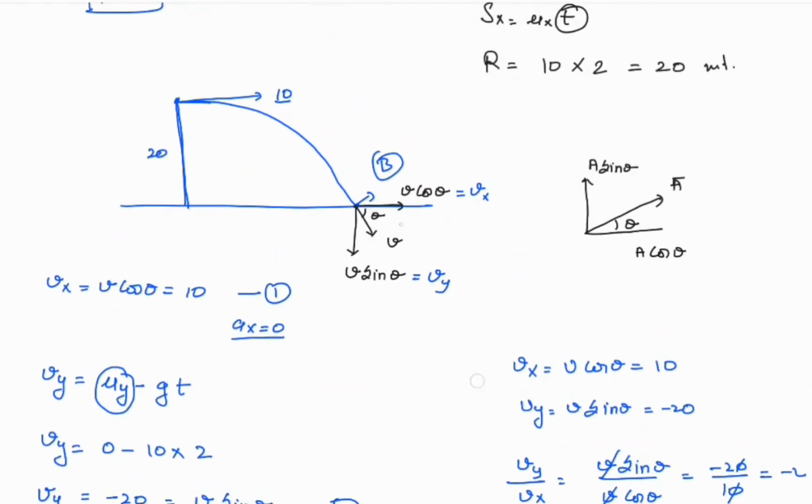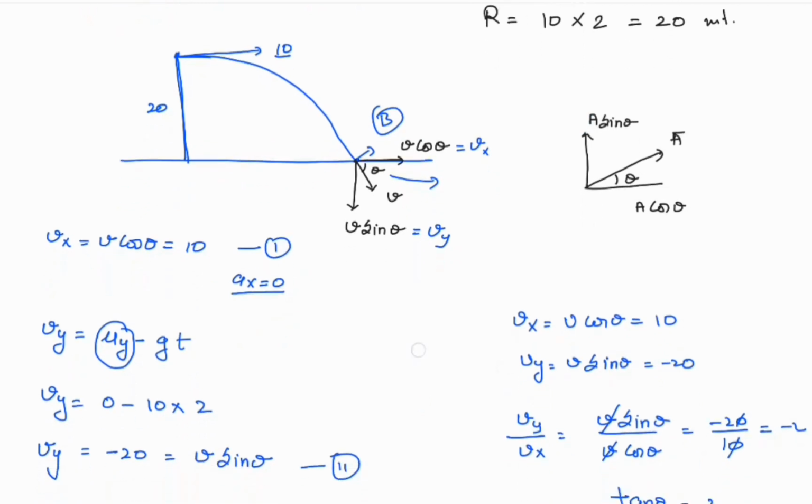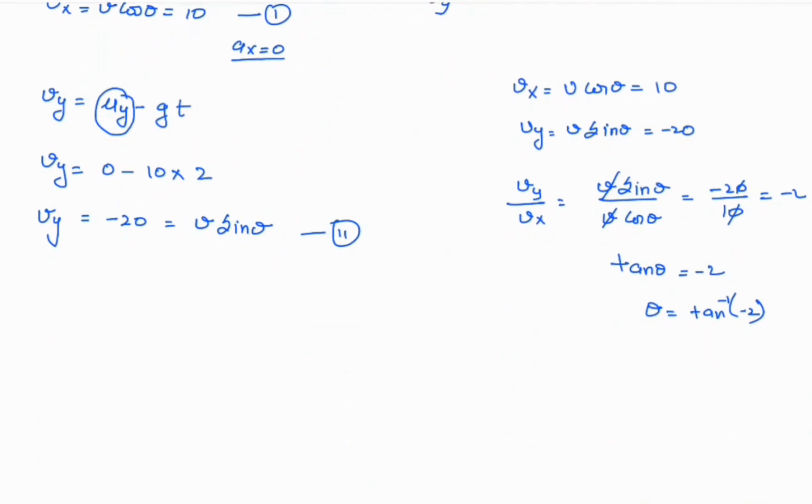But here we have assumed the theta angle from the horizontal axis, but in the question it is asking for the angle from the vertical axis. What will it be? Angle from vertical will be equal to 90 minus theta, which is equal to 90 minus tan inverse of minus 2. This is your third answer.